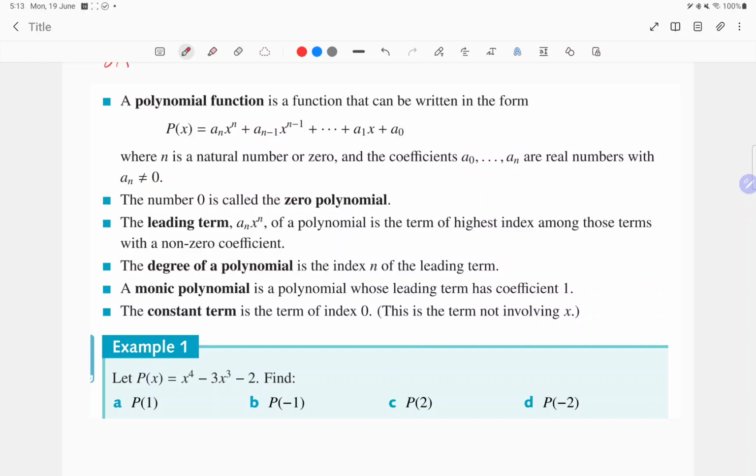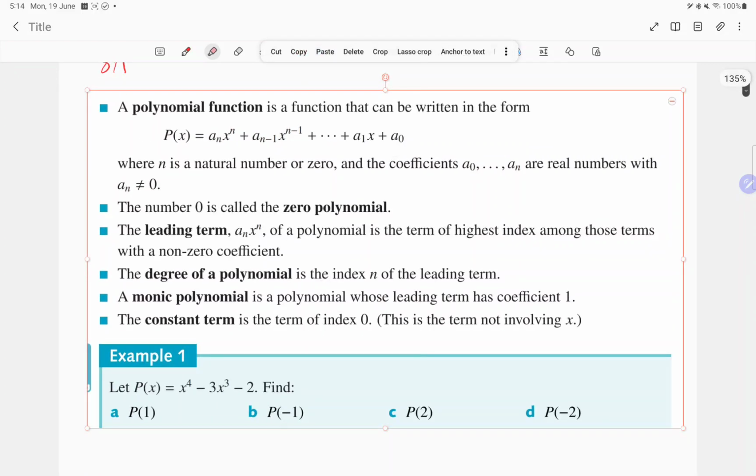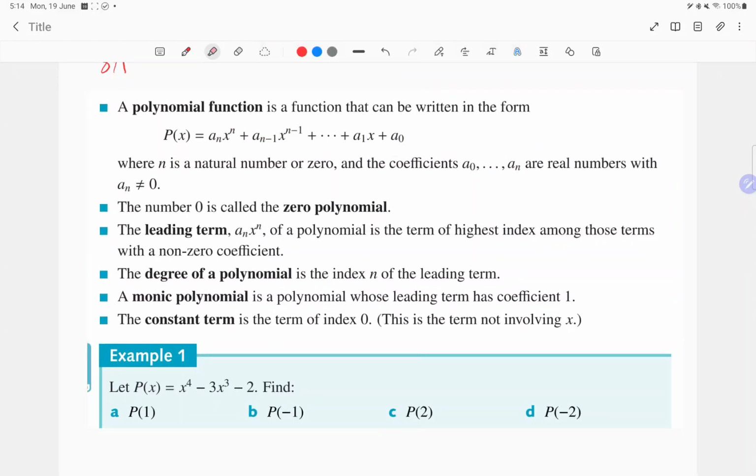Have a look. So a polynomial is written in a form. So look at this form here. It looks a little bit scary. It may look a bit scary. If you're not scared, that's great. But if it looks a bit scary, don't worry about it. It's actually not too scary.